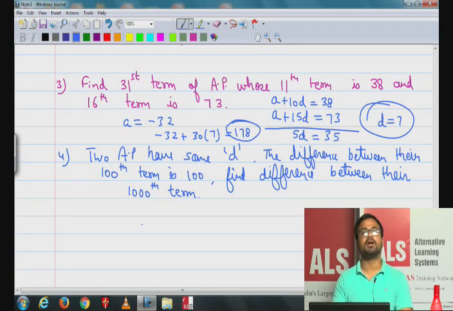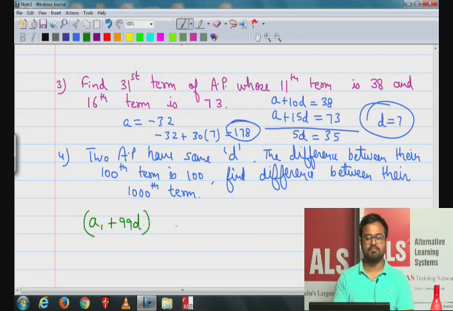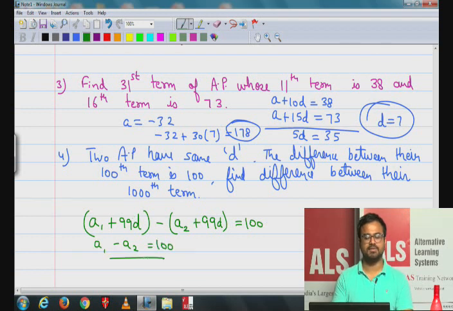The difference between their 1000th terms will also be the same as the difference between their 100th terms, which is 100. It says that two APs have the same common difference. So the common difference is the same, but maybe the first term can be different. So 100th term: A1 plus 99D, minus A2 plus 99D. This difference is 100. So the 99D and minus 99D will get cancelled out. So A1 minus A2 is 100.